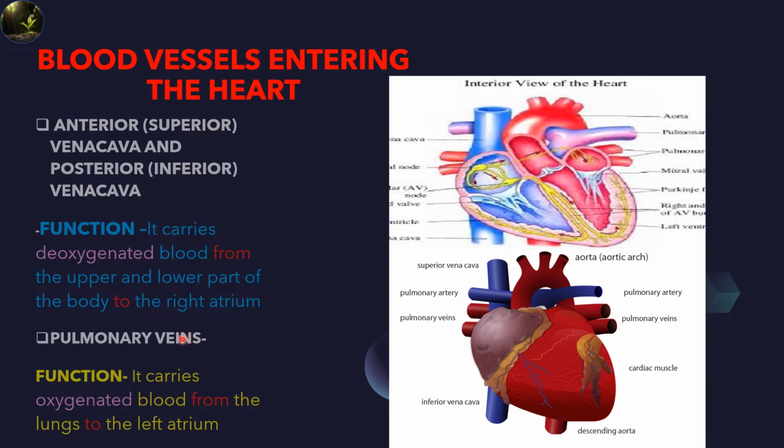Then what is the pulmonary vein? Pulmonary vein is connected to the lungs. Pulmonary means it's connected to the lungs, right? This is the only vein that carries what type of blood? It carries oxygenated blood. These are the pulmonary veins. They carry oxygenated blood from the lungs to the left atrium.